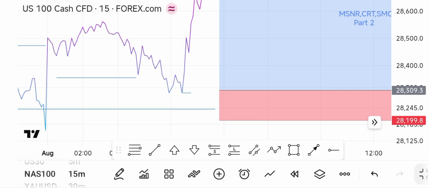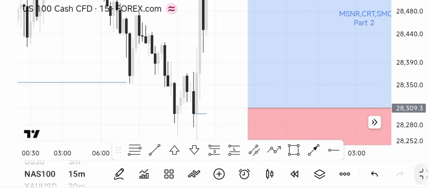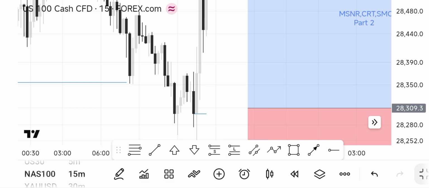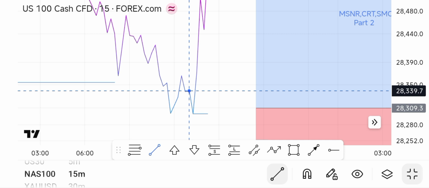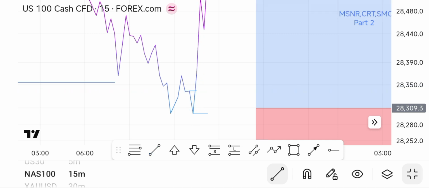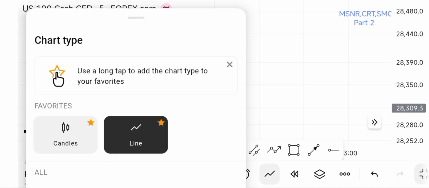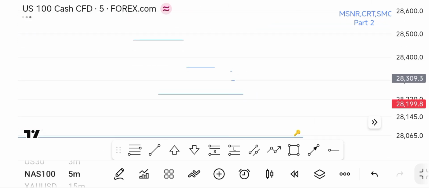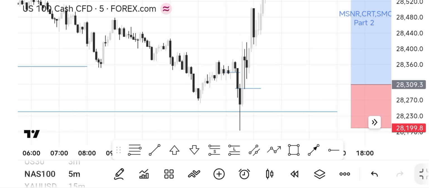So I switched to the line chart, I think. Couldn't remember. If I find the before and after, I'll drop it here. I think I use this. Wait, I use this as my breakout. I think it's on 15 minutes. It's on 15 minutes. On 5 minutes, I take in this buy.